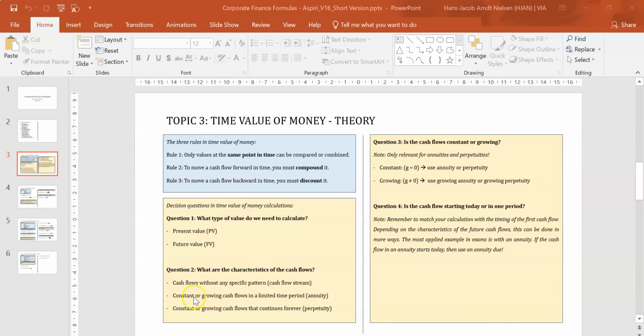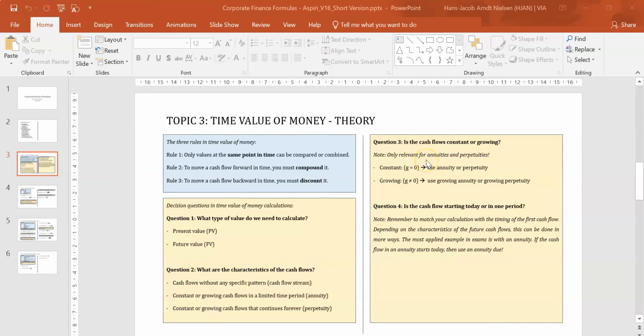The final alternative we have in corporate finance is called a perpetuity. The perpetuity is a cash flow that continues forever. And continuing forever could also be stated in assignments like in all future years or never ending, for example. So if a cash flow is never ending, we are dealing with a perpetuity. A perpetuity can be both constant or growing, just as we saw with the annuity. So those are the three different characteristics we normally have in corporate finance.